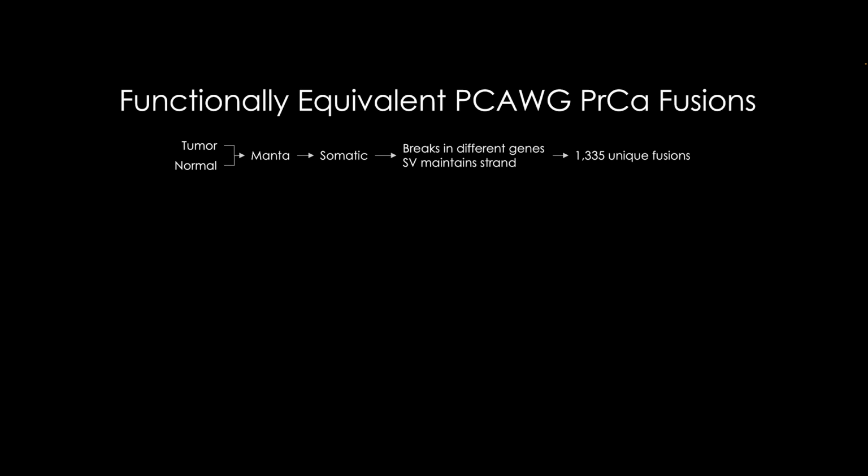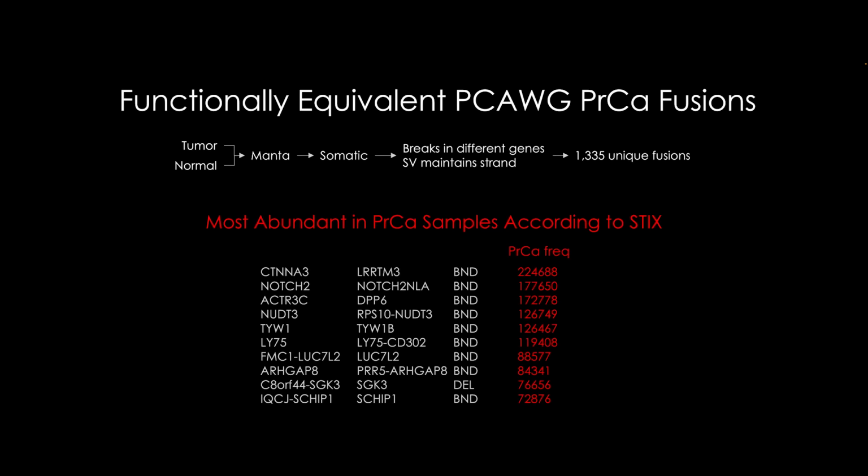Following the functional equivalence, more broadly, we wanted to look at fusions across the entire cohort. So we first called variants using our tumor normal approach, and we found 1,335 unique fusions. To figure out which ones might be driving disease, we first looked to see which are most abundant in the prostate cancer samples using our new STIX prostate cancer sample index. And here you find a bunch of duds.